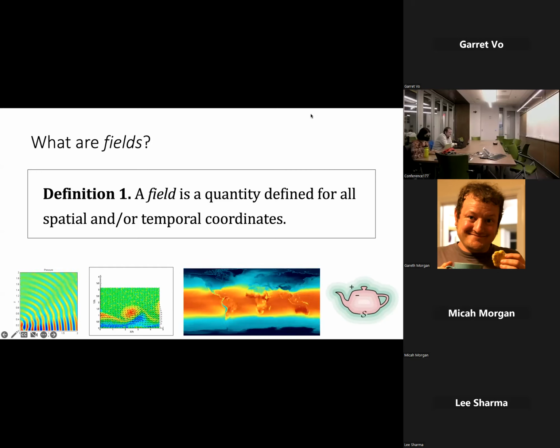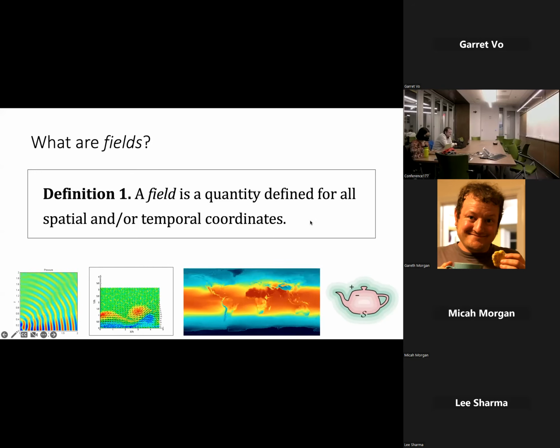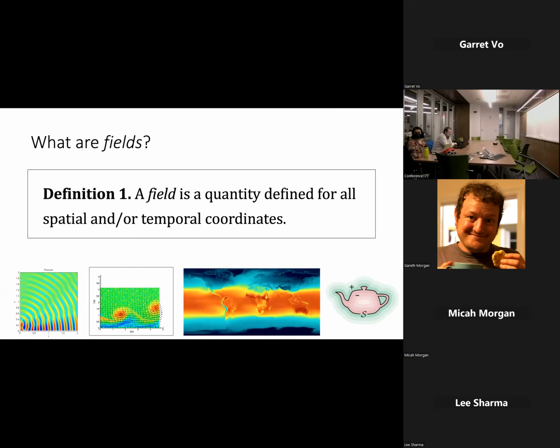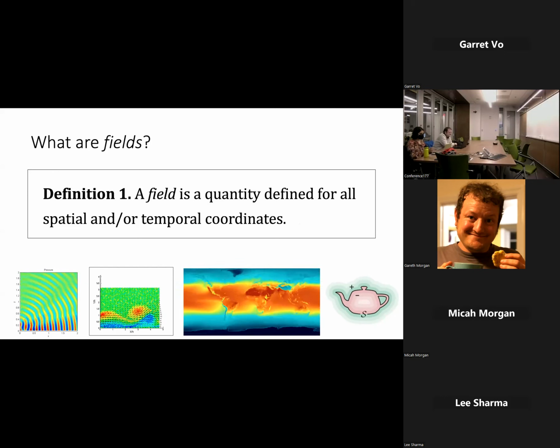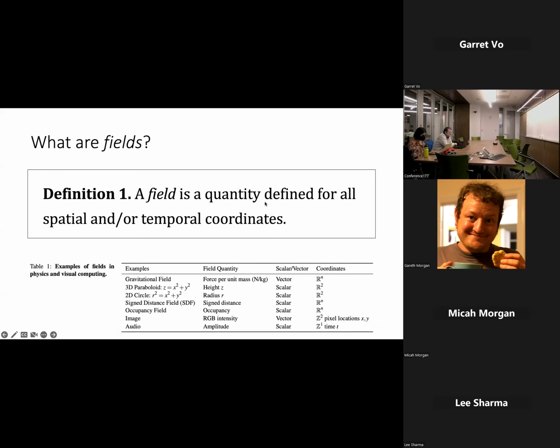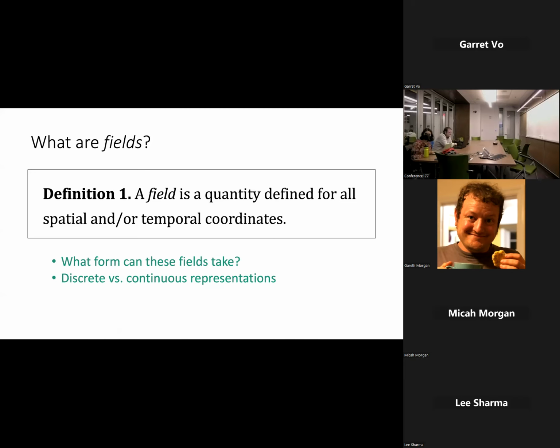So it is a very important part of trying to model the world around us or figure out what's going to happen. So what are neural fields? Oh, sorry. And here is a table from the paper, just talking about some different fields. Oh, right. So some questions to consider here are, what forms can these fields take?